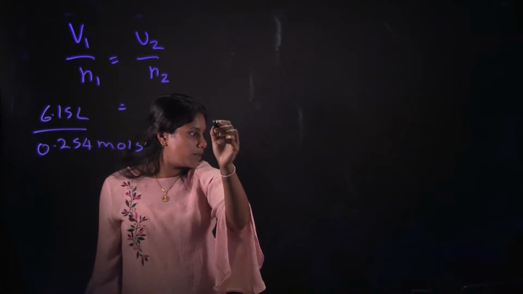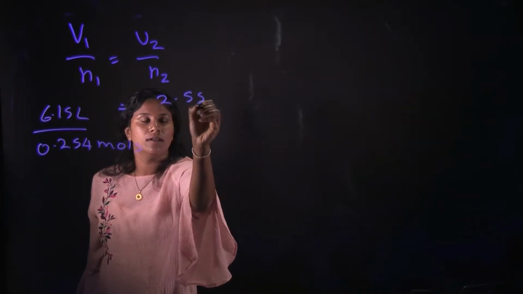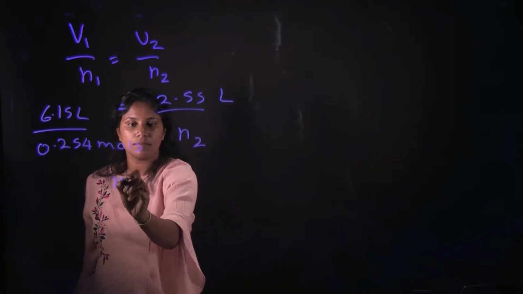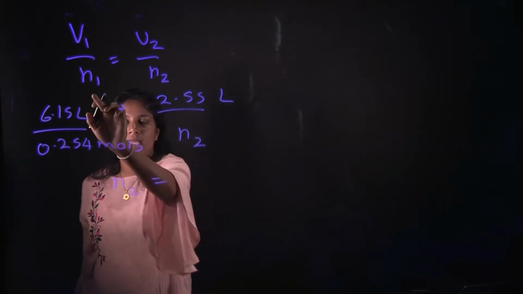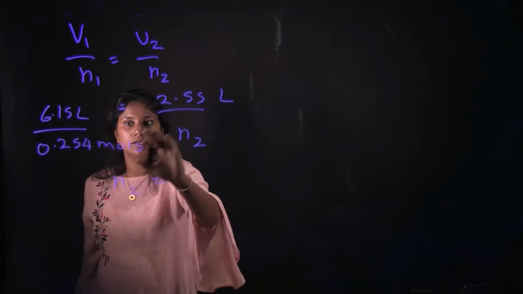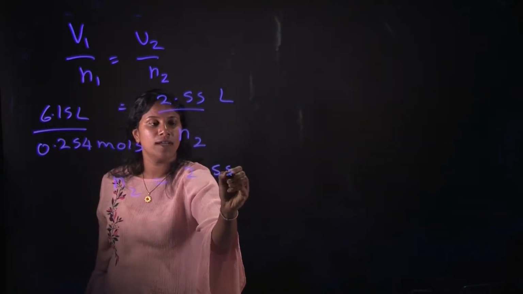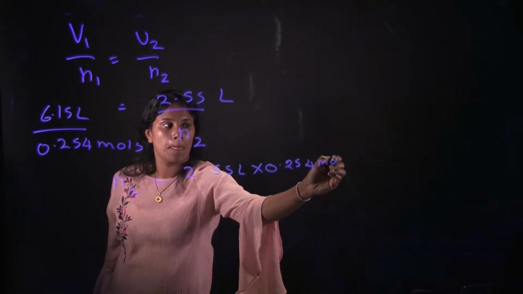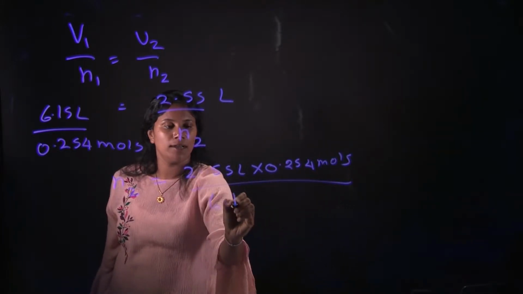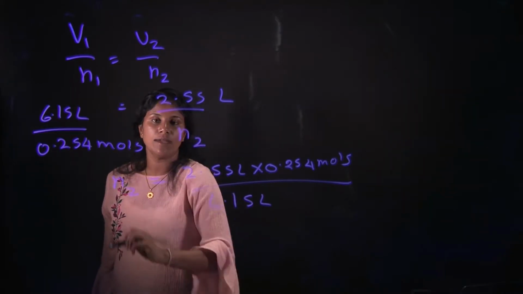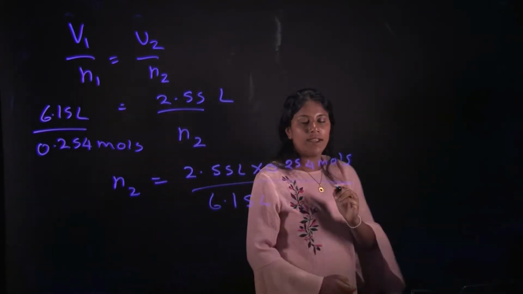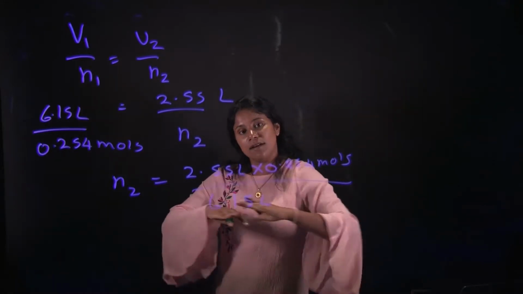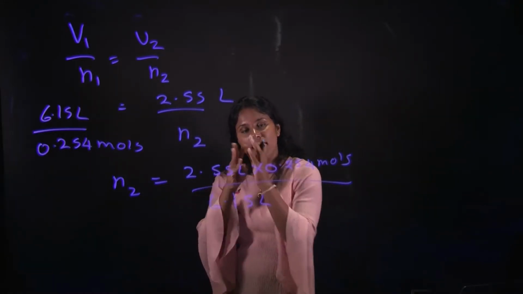V2 is 2.55. N2 is what you're looking for, right? You take N2 to the other side, so you multiply 2.55 liters by 0.254 moles and divide by 6.15 liters, and then you get N2. And what is N2? N2 is the number of moles remaining in the lungs, right? The lungs hold the air mixture.